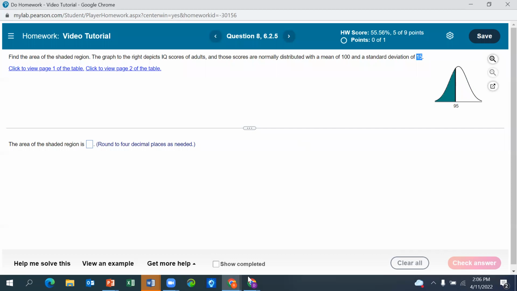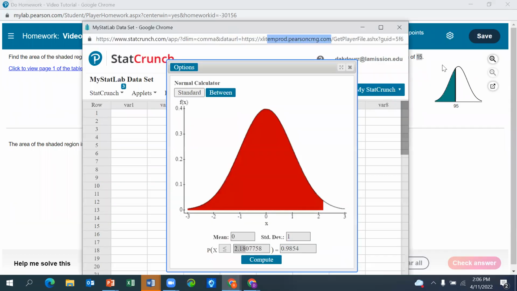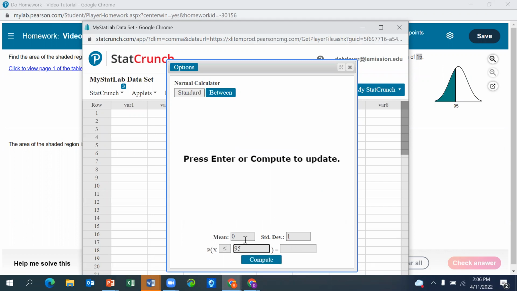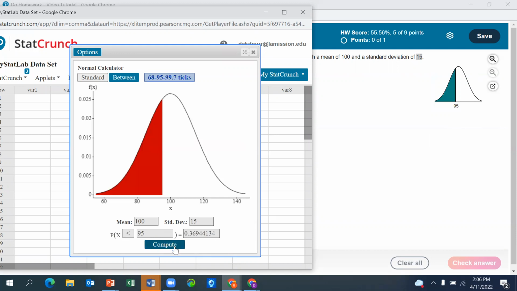So it's the area to the left. We are looking for the area to the left, so in between, it's standard. The area to the left, there it is. To the left of what? 95. Now you have to be careful. You have to enter the right mean and standard deviation. The mean, as you can see here, is 100, and the standard deviation is 15. Make sure you double check you have it correctly. The area to the left of 95, that's what you have. And you compute.